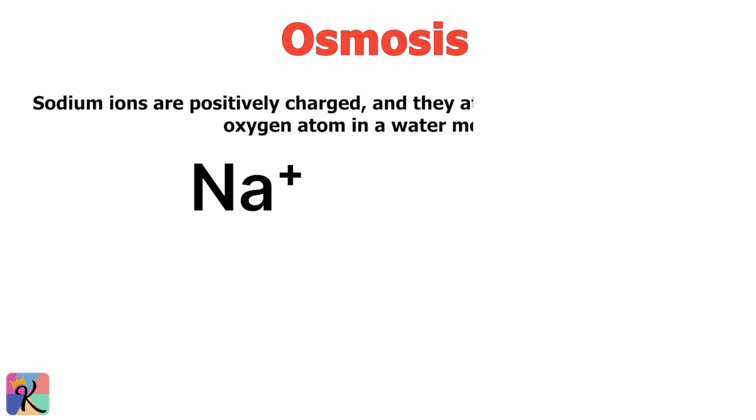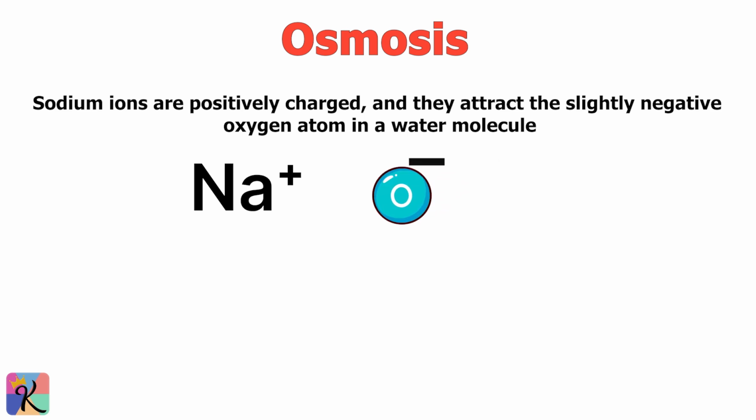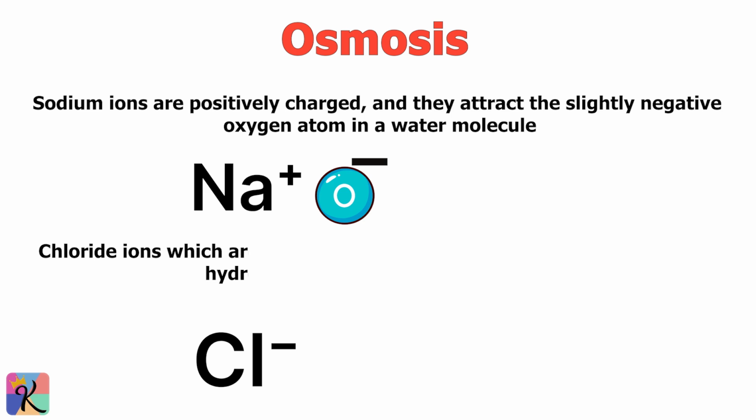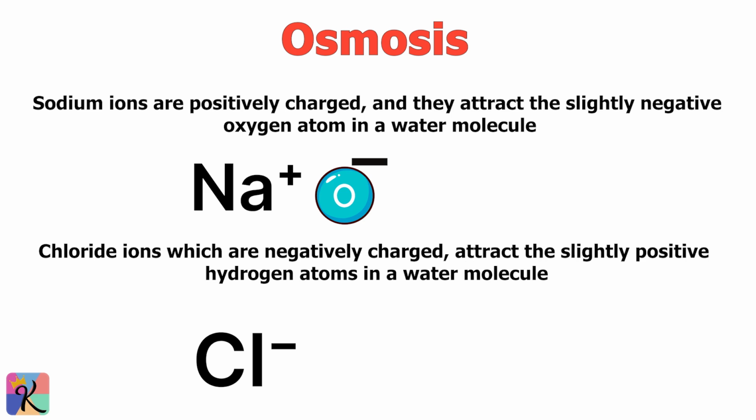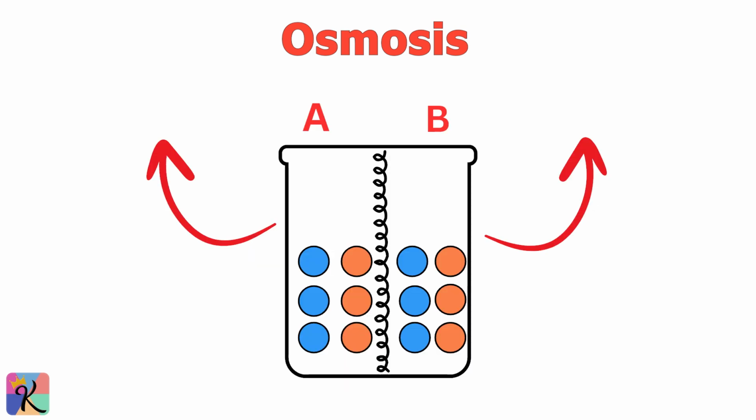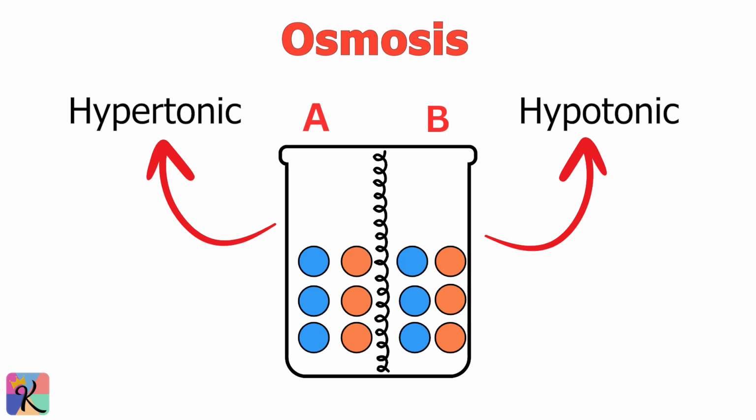Additionally, sodium ions are positively charged, and they attract the slightly negative oxygen atom in a water molecule, while chloride ions, which are negatively charged, attract the slightly positive hydrogen atoms in a water molecule. This means water molecules are more likely to stick to these ions and stay on the hypertonic side, leading to a net movement of water from the hypotonic side, B, to the hypertonic side, A.